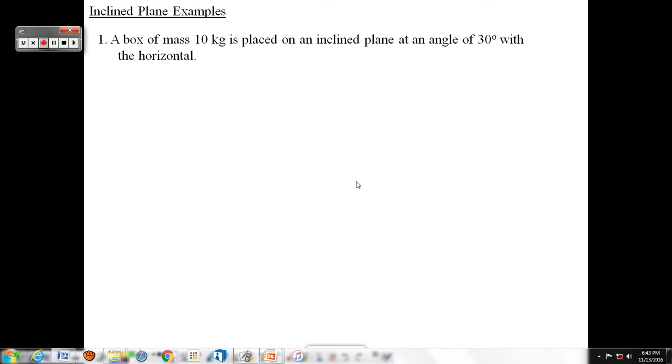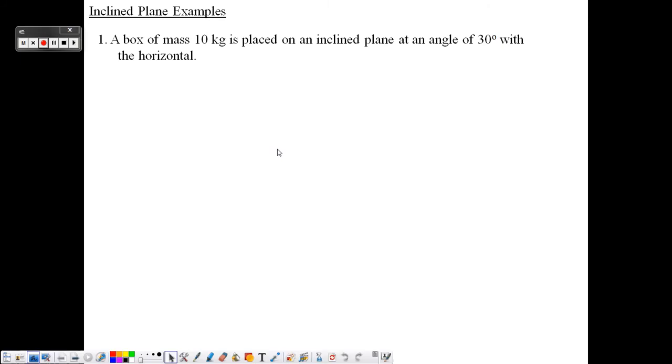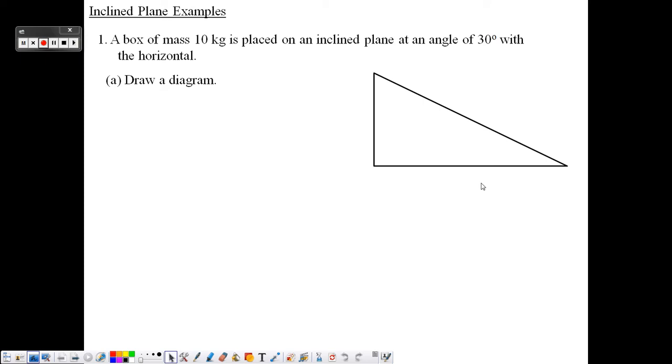Okay, these are examples of the motion of objects on inclined planes. The first example is a box of mass 10 kilograms placed on an inclined plane at an angle of 30 degrees with the horizontal. First thing we want to do is to draw a diagram. So this is going to be my plane. Okay, I'm going to put a box of mass 10 kilograms on this plane, and it will be at a 30-degree angle with the horizontal.